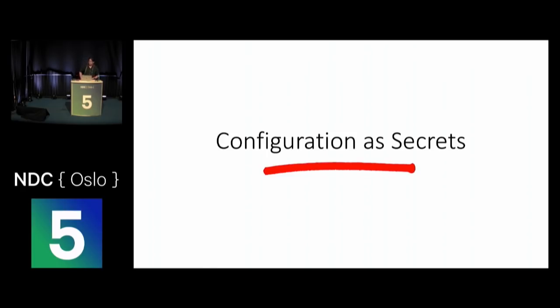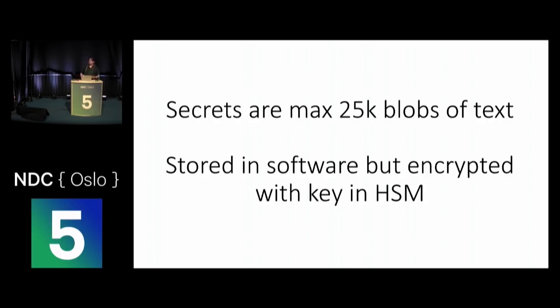Okay, so the next one is configuration as secrets. We've mentioned before that you can store secrets on the key vault, and secrets are blobs of text up to 25K in size. It's kind of like a key value pair store. So you give it an identifier and the text, and you just tell the key vault to store it for you. You don't even have to provide encryption keys. It's all managed behind the scenes by Key Vault.